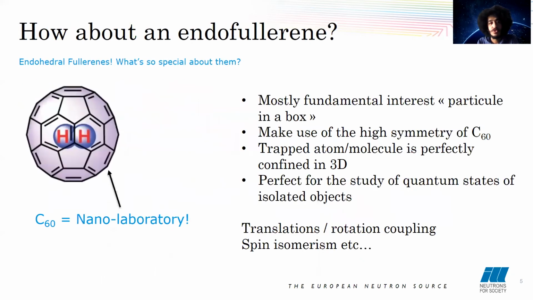And moving on to what an endofullerene is, it just happens to be a fullerene which has an atom, or a small molecule, trapped inside of it, which makes the C60 look like some sort of nano laboratory where your trapped atom is perfectly confined in all 3 dimensions of space, which gives you a perfect opportunity to study all of its quantum states, whether vibrational or rotational ones, or anything related to spin isomerism. And you also have the fundamental aspects of a particle in a box, which we will see and talk about later.